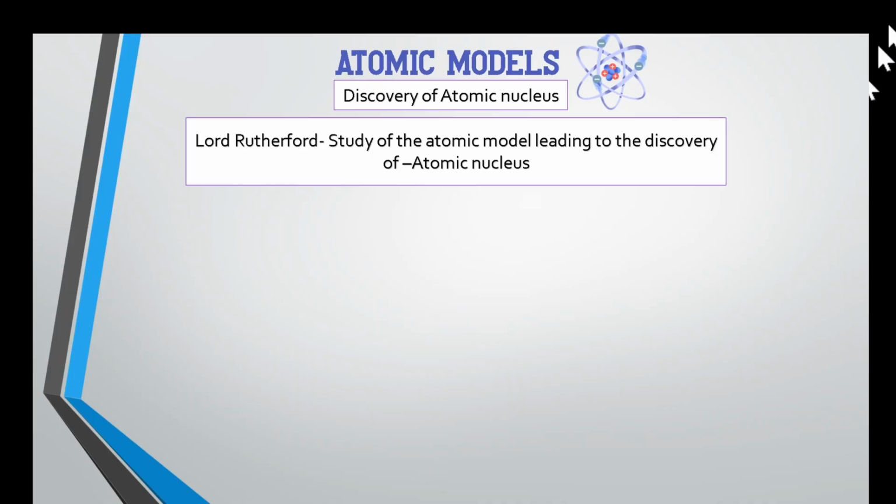Moving on to a very important discovery, the discovery of the atomic nucleus, and this was done by Lord Ernest Rutherford. He studied the atomic model and conducted one experiment. He took a very thin gold foil, and this gold foil he subjected to alpha rays. Now alpha rays are positively charged particles. What were his observations when he carried out this experiment? His observations are very important.